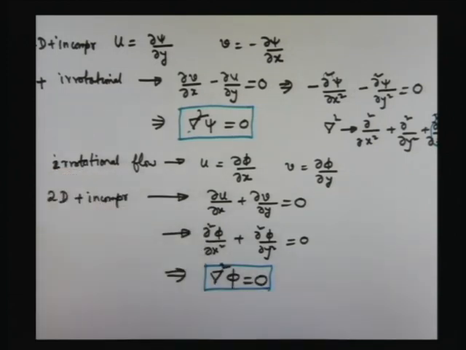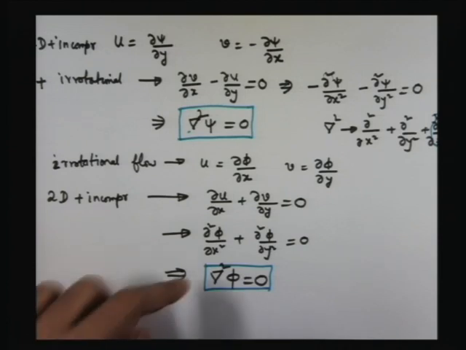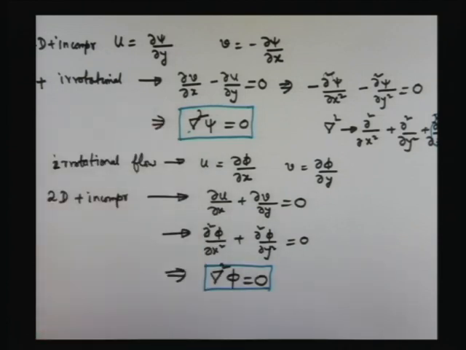This template equation, Laplacian of a function is equal to 0, is a very important equation in engineering, and this prototype equation is known as Laplace equation. So when you have both two-dimensional, incompressible and irrotational flow, both stream function and velocity potential satisfy Laplace equation. But that does not mean that their solutions are same, because boundary conditions are different. Their boundary conditions are different, therefore solutions are different, but the governing differential equations are the same.